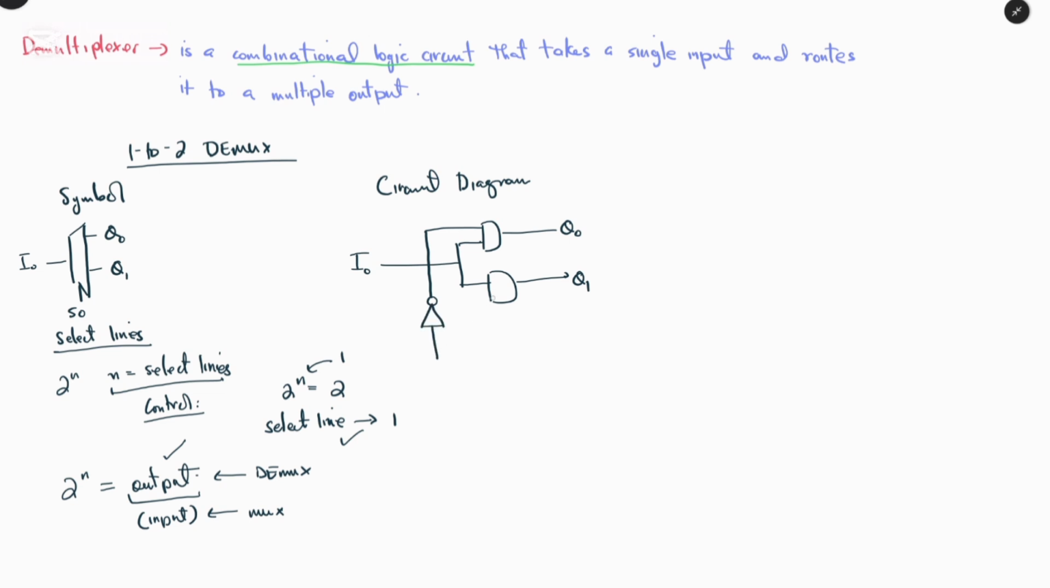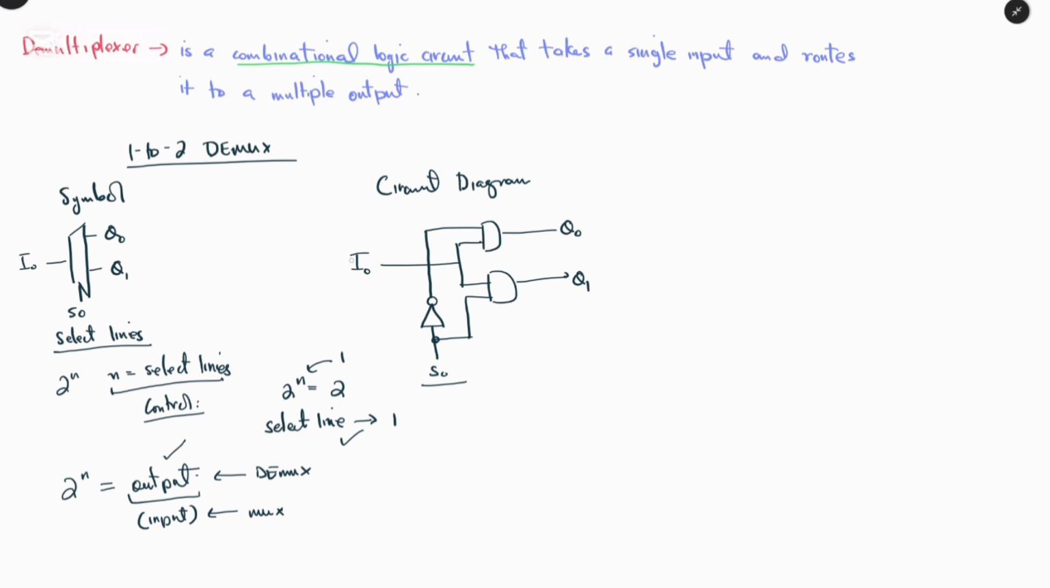A NOT gate with the select line as NOT. So this is basically a simple circuit diagram for a 1 to 2 DEMUX. Depending on this select line, it will select whether the input will pass through Q0 or Q1. And this output can be seen also as a channel, and this channel can lead to other devices.